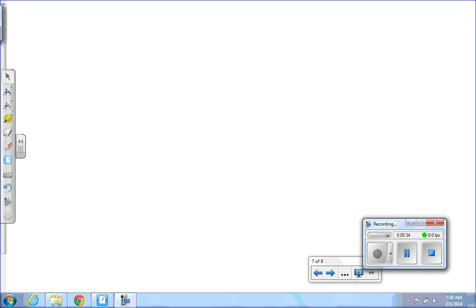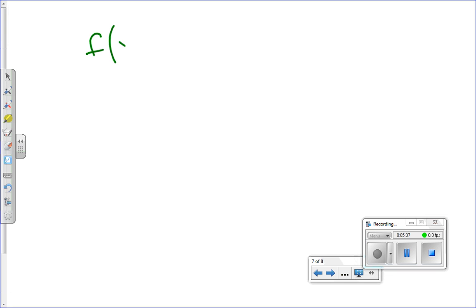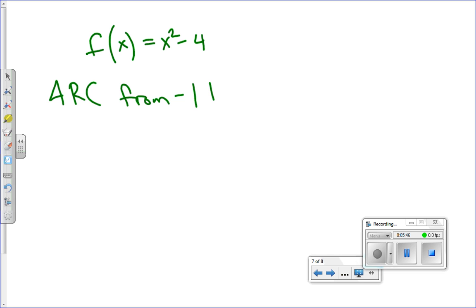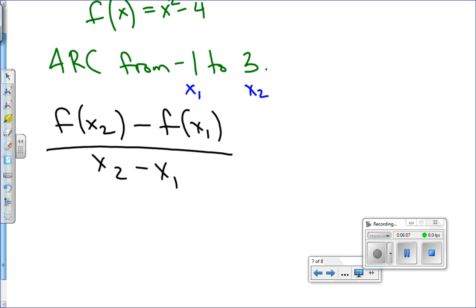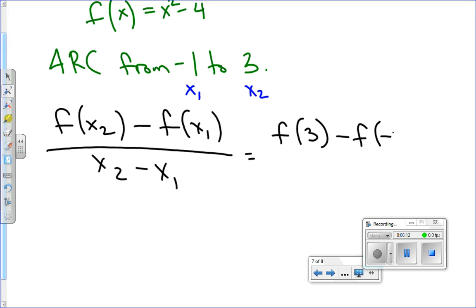Okay, let's do an example where we have an expression, a function. Let's go f of x equals x squared minus 4, and let's find the average rate of change from -1 to 3. In this case, they give you this. We'll call this x1. We'll call this x2. And with the formula, we're just going to plug this in. It's f of x2 minus f of x1, and then we'll divide that by x2 minus x1. All right. So plugging x2 into this formula, I'm going to get f of 3 minus f of -1, and we'll divide that by 3 minus -1.